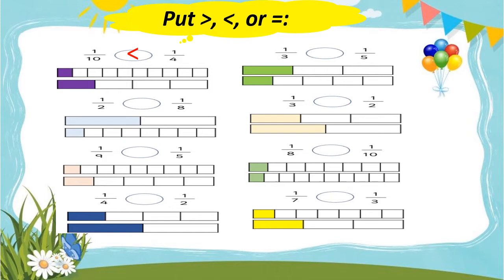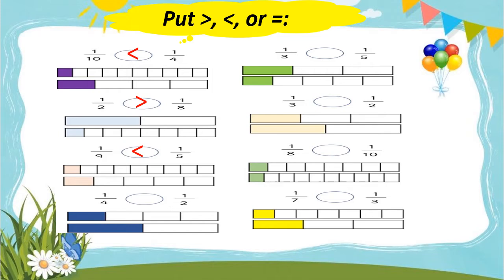The next one, the first strip is cut into 2 equal parts and the second strip is cut into 8 equal parts. So which part is the biggest? Super! 1 out of 2 is bigger than 1 out of 8. The next one, we have the first strip cut into 9 equal parts and the second strip cut into 5 equal parts. We shaded 1 out of 9 and 1 out of 5. Which part is the biggest? Super! 1 out of 5. So 1 out of 9 is less than 1 out of 5.